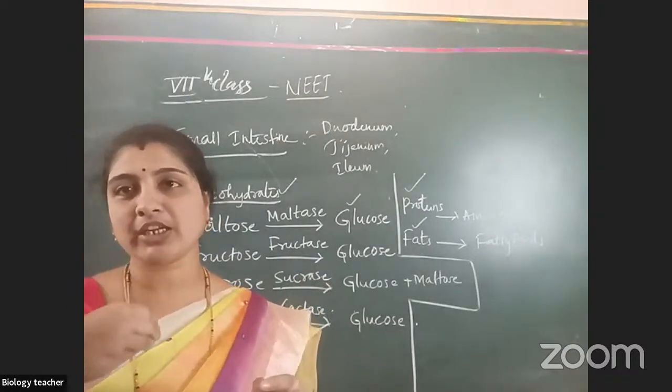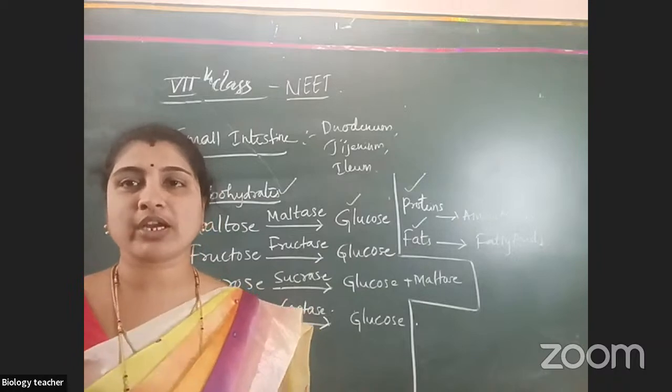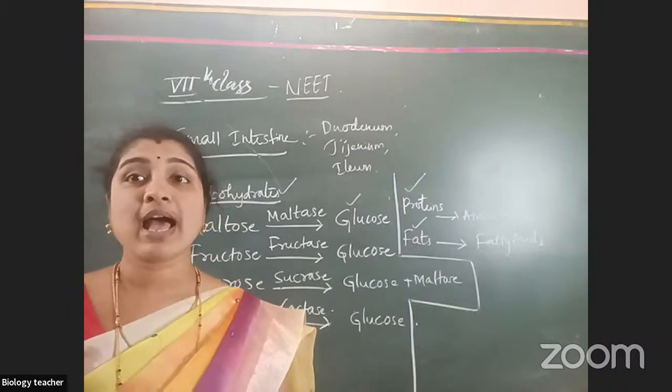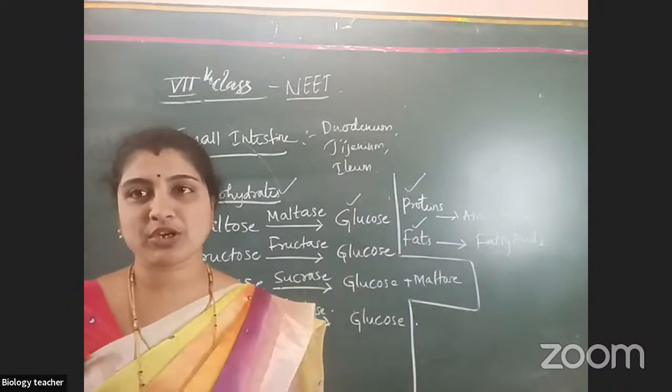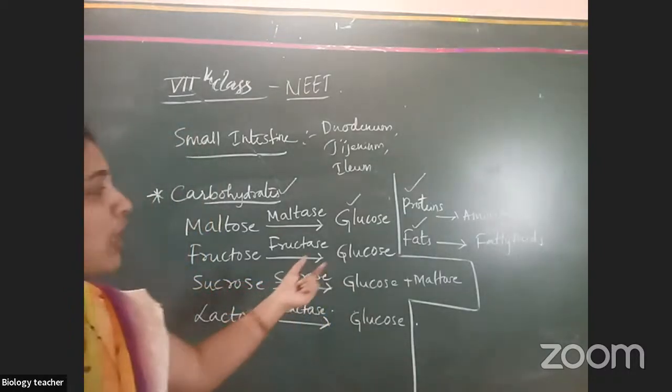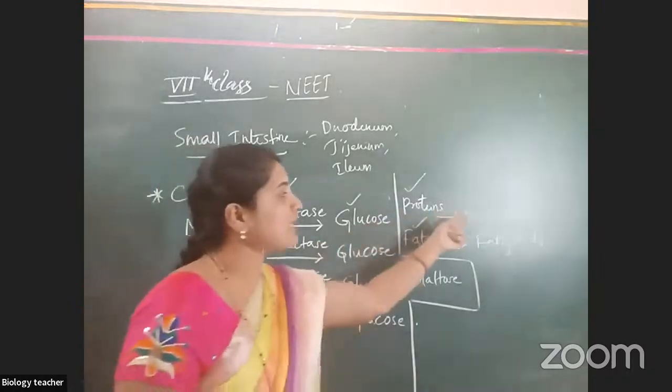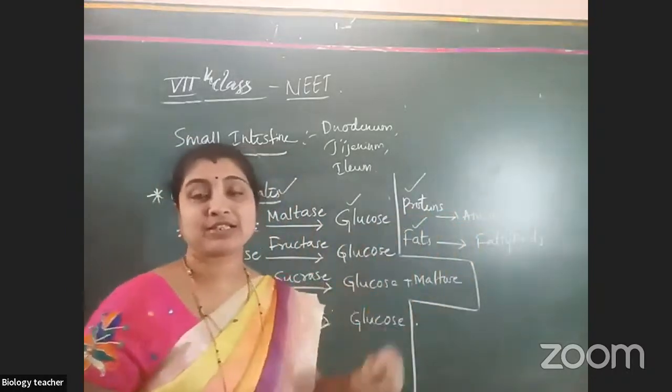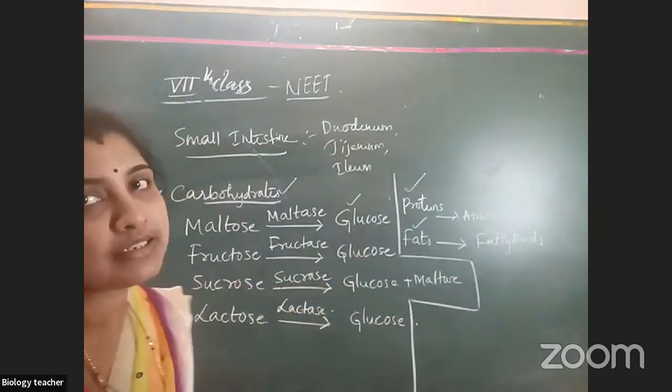First one, ingestion, eating of food. After eating, digestion. Now what do we have to do? Assimilation means taking. Absorption should take place first. So you remember, what are the end products here? Glucose, amino acids, fatty acids. How are they absorbed? Let us see.